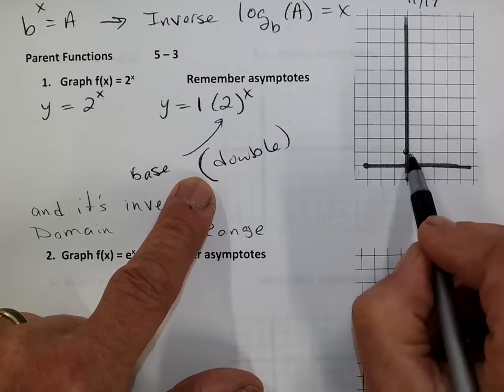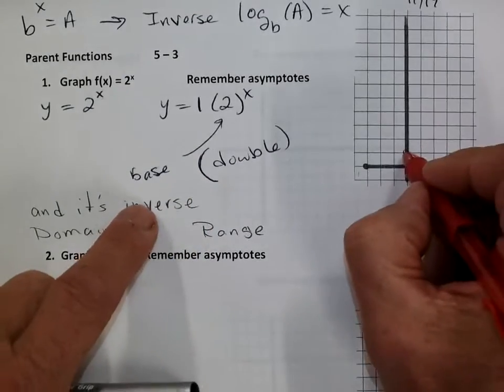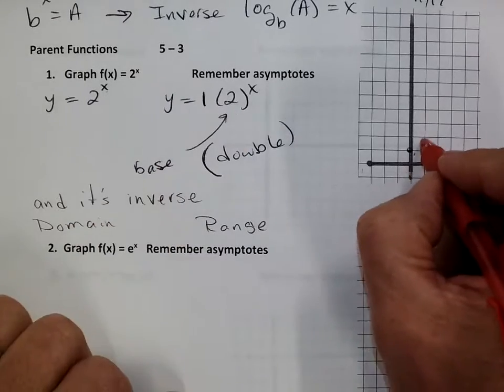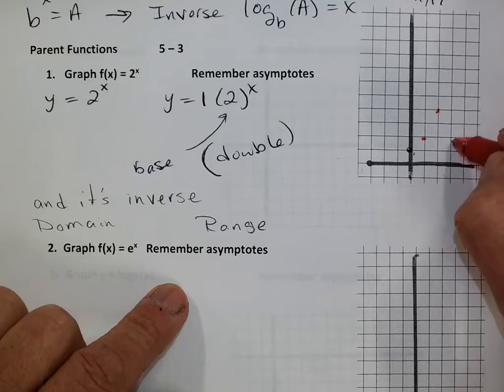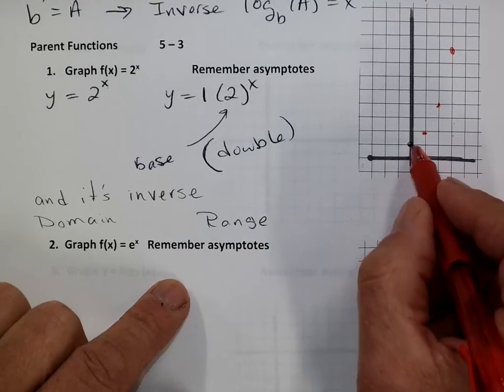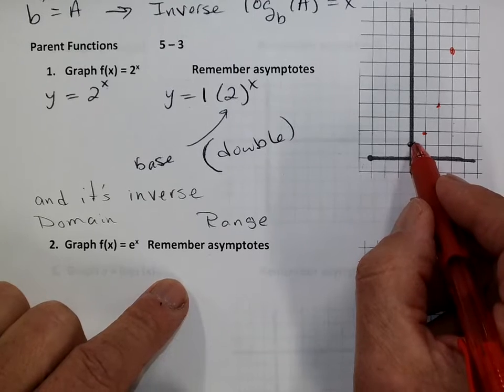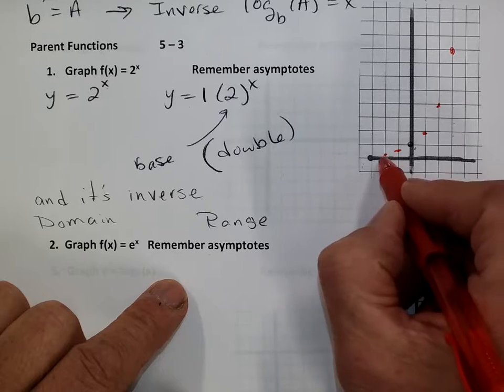So if my base is to double, let's double. Okay, so I've got 1, I double it to 2. If I double 2, I get 4. And then I double that and I get 8. 1, 2, 3, 4, 5, 6, 7, 8. Going backwards, I know I doubled it, so it came from 1/2, 1/4, 1/8.